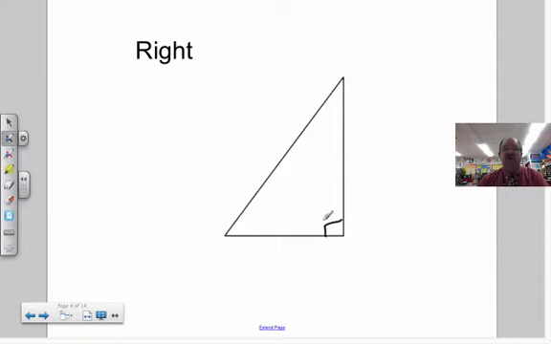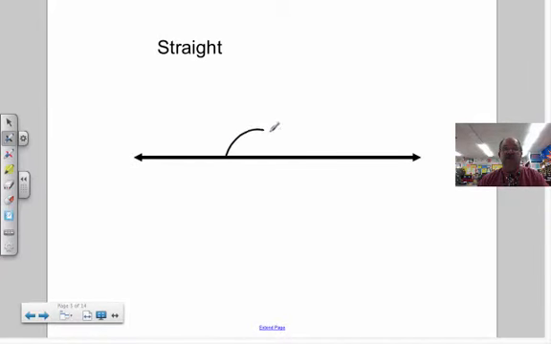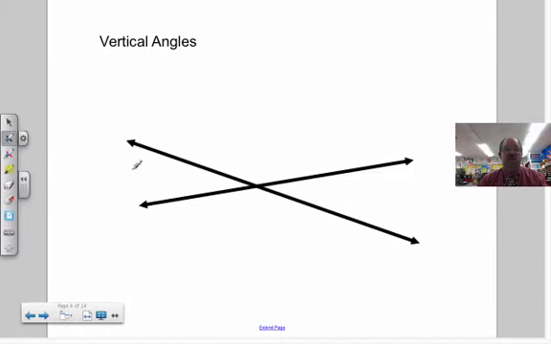True? Yes. A right angle. Okay, a right angle is exactly 90 degrees. We have a right angle in every right triangle. That's why they're called that. A straight angle looks like a straight line, but really it's an angle. 180 degrees. That's what a straight angle is. Straight line, 180 degrees.